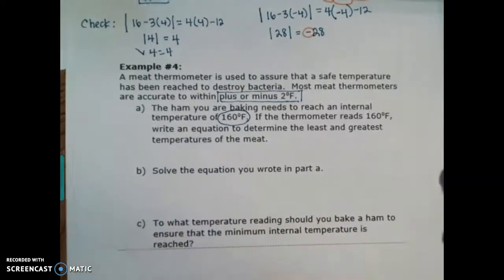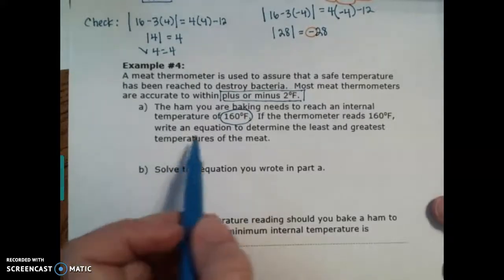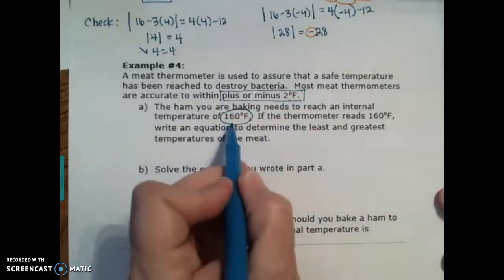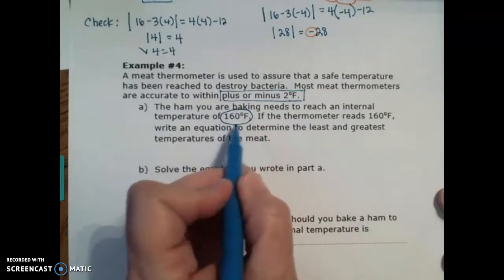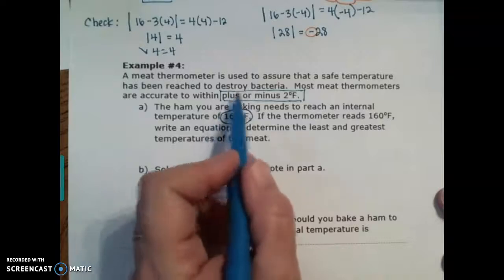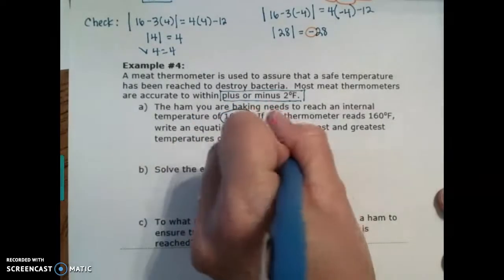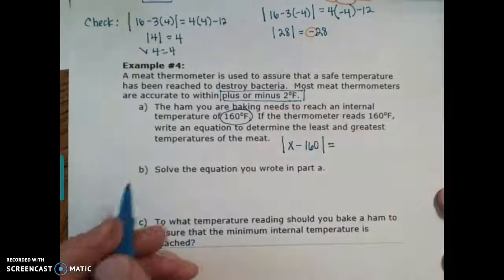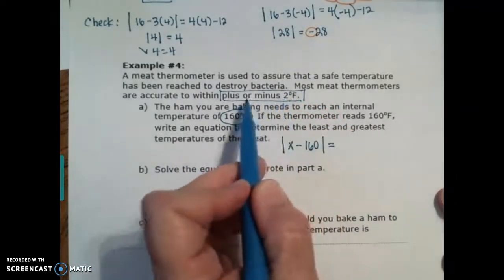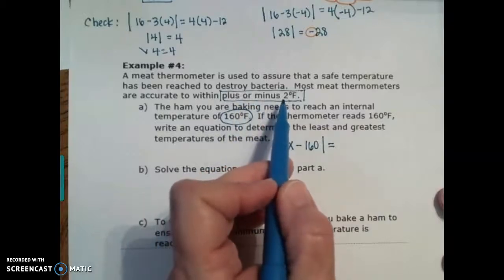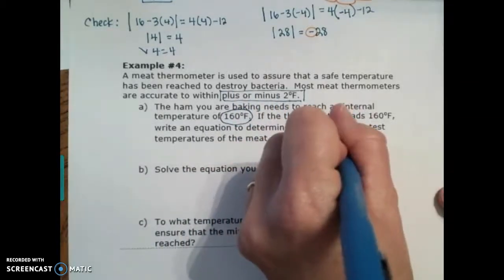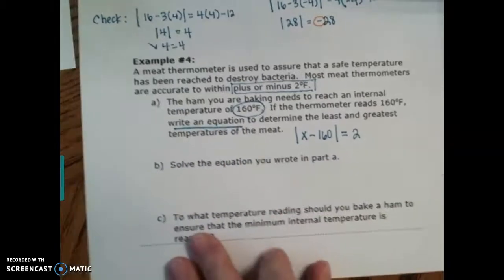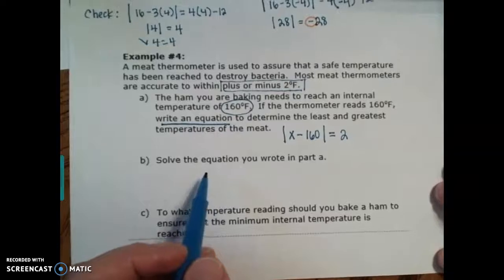So this is asking us to write an absolute value equation, and I always start this by doing x minus what target number I'm shooting to get. So I'm wanting this to be 160 degrees to make sure that it destroys all the bacteria. So you're going to do absolute value of x minus your target number, and you're going to set that equal to whatever you can vary by. So in this case, we can vary by 2 degrees, plus or minus. So we'll set it equal to 2. So this says write an equation. We did that. Part B says solve that equation that you wrote.